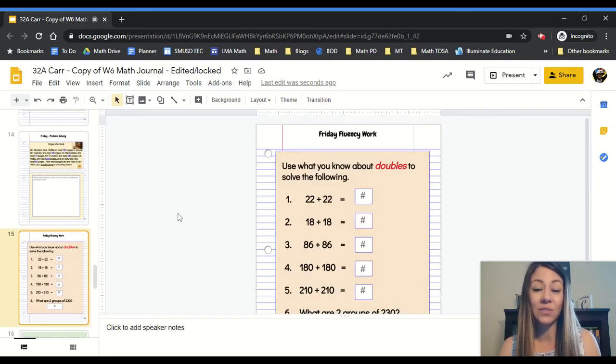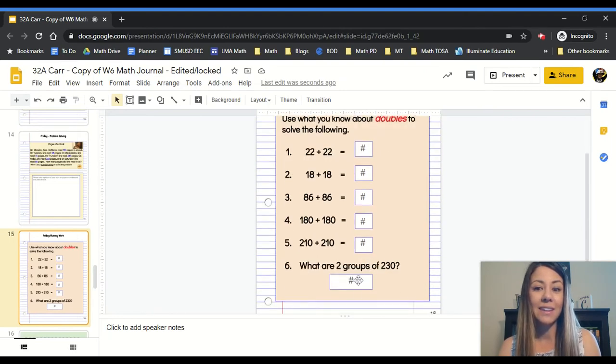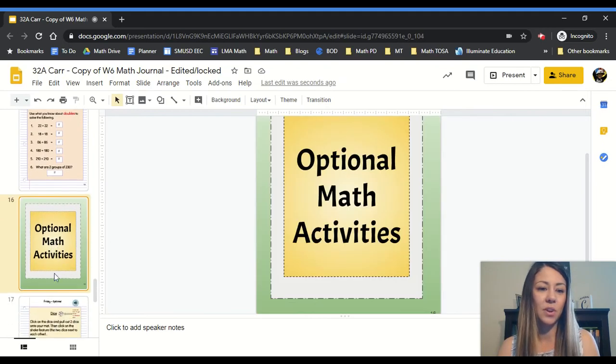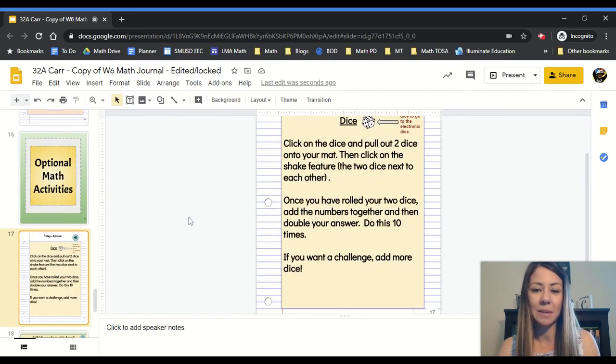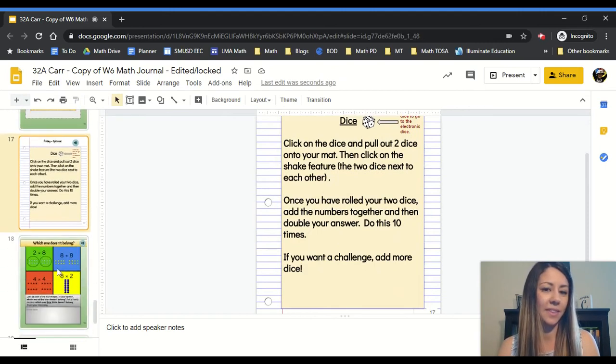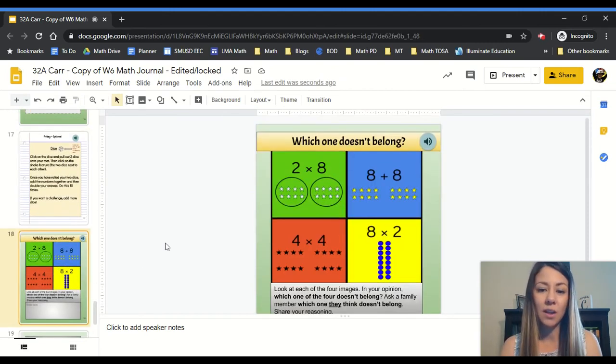And for Friday's fluency work, you're going to type in your answers with these doubles and even try that challenge of 2 groups of 230. For your optional math activities, we have that fun math dice game again. And a Which One Doesn't Belong?